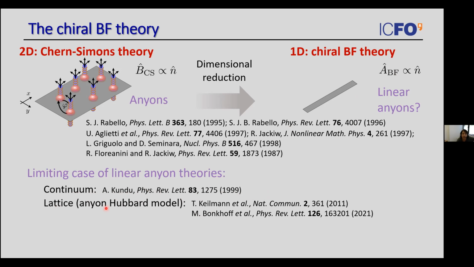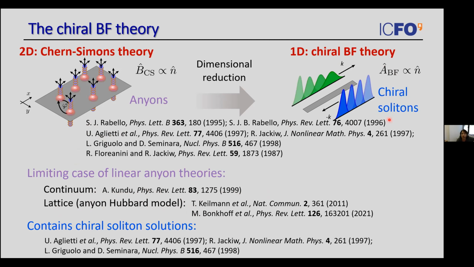And for cold atom people, this is actually the continuous version, in a certain limit, of the so-called anion Hubbard model. And actually, this controversy was pretty nice to have, because what people also realized then is that this model has very rich physics, because it also contains so-called chiral soliton solutions for the matter field.